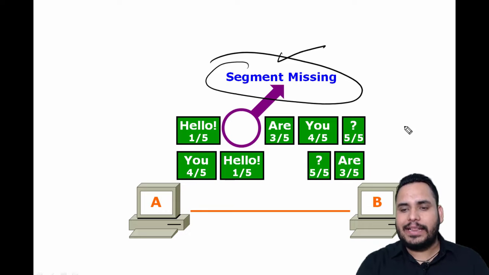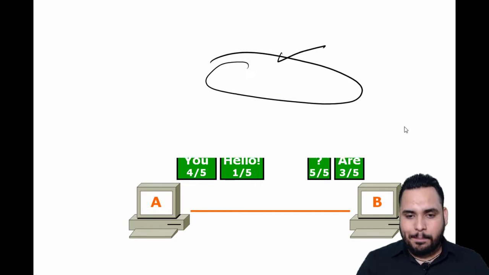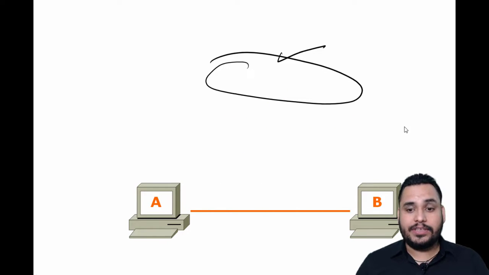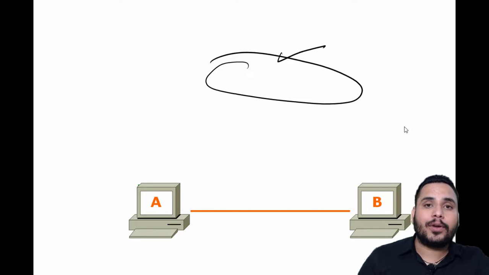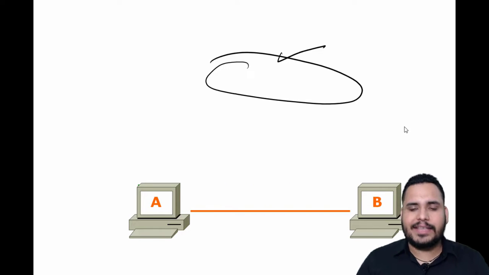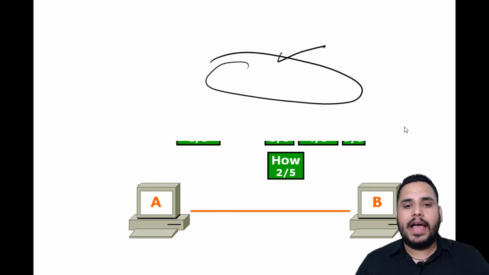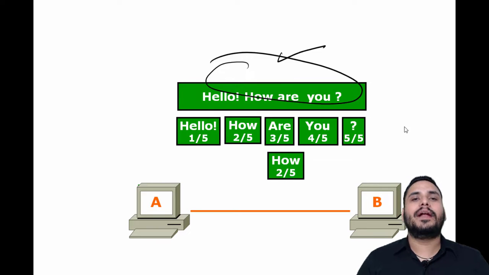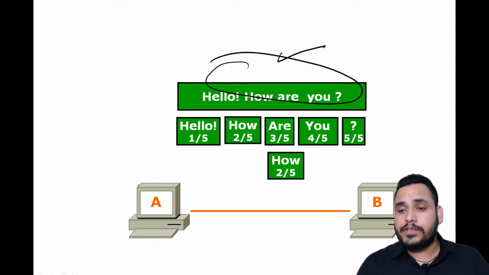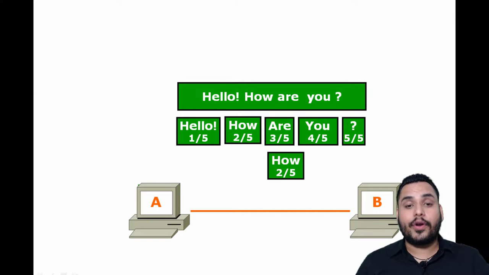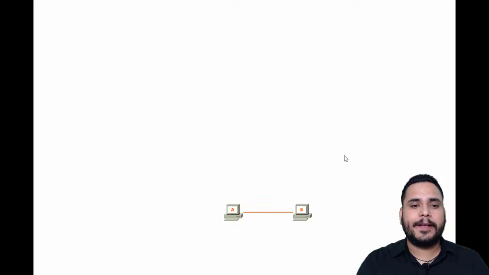So B will send data back to A. You can check, B sends data back to A. A will acknowledge this and send data back to B, and the missing segment will be completed. So this is used for error correction also. Now in the next slide we will check.